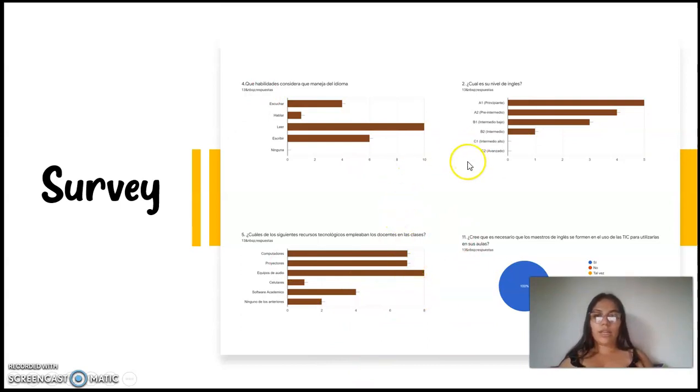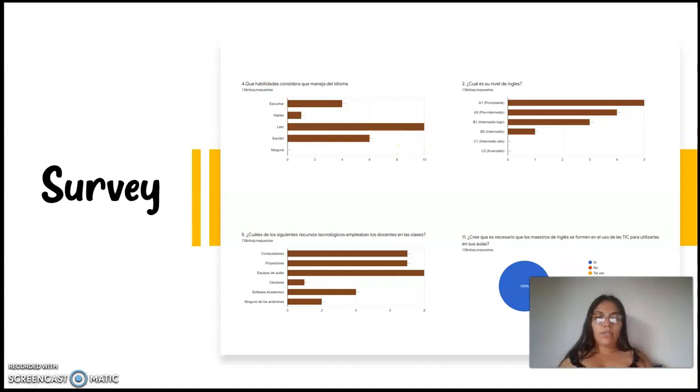For example, in this graph, the question is about the level of English that each of them has in the language. And it shows that most of them handle an A1 level of English, which is very low for the stage that they are. Since it's assumed that when they graduate from a school according to national standards, they must have a level B1. And it's from there where we begin to question the educational quality.